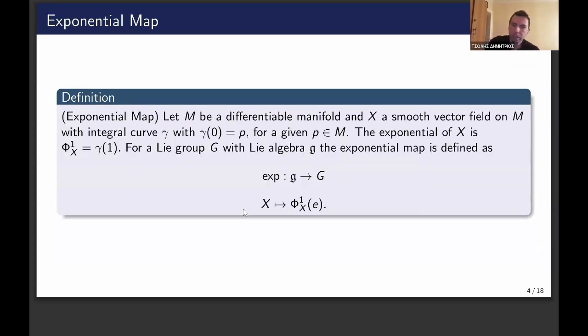Now we have the exponential map. What is this? The exponential map takes a vector field from the Lie algebra and sends it to the flow of that vector field at time 1. This has initial conditions at the identity, so this integral curve of the vector field must satisfy gamma of 0 equals the identity.